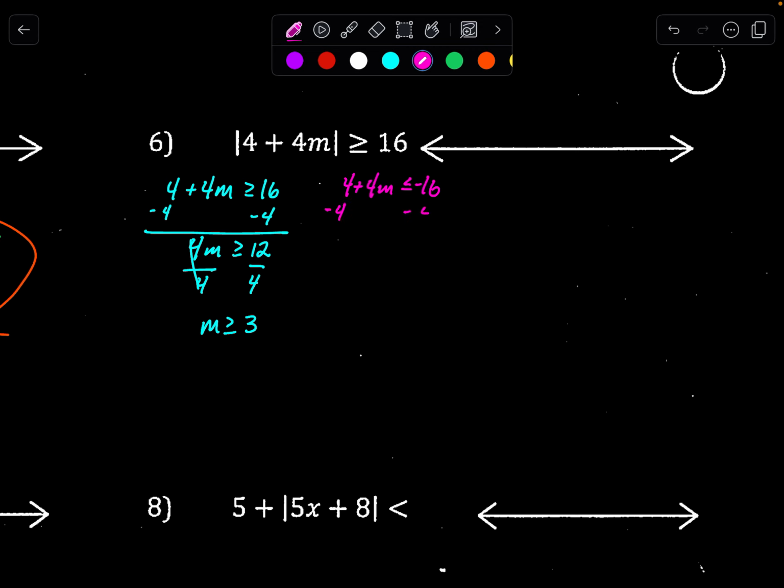Minus your 4, minus your 4. 4m less than or equal to negative 20. Divide off your 4, divide off your 4. m less than or equal to a negative 5. Okay? Write out your answer stuff. Smaller number is definitely going to be negative 5 in this case. It's going to be a closed circle, and it's going to be going left based on where the inequality is pointing. Okay? 3 is going to be over here, closing the circle and pointing right.